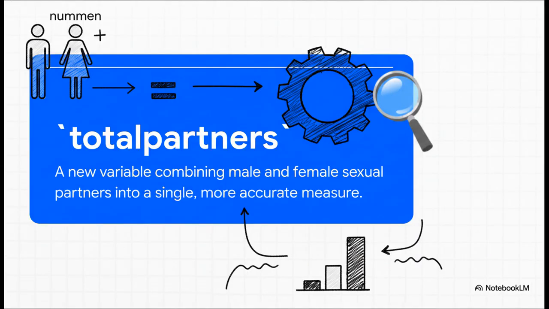So our goal is super simple, super clear. We need to make a new variable. We're going to call it total partners, and all it's going to do is add up the numbers from the num-men and num-women variables for every single person in the survey. This gives us one solid, much more accurate number to work with.